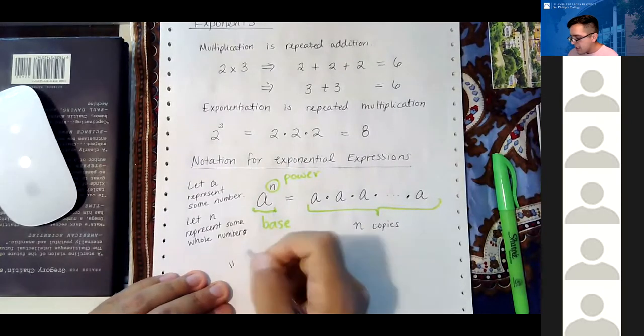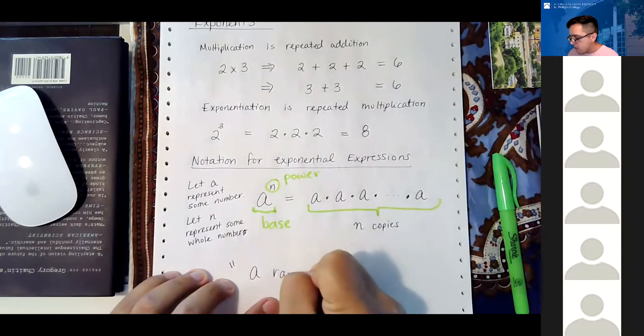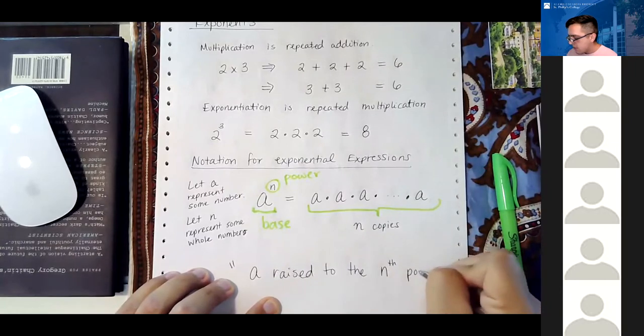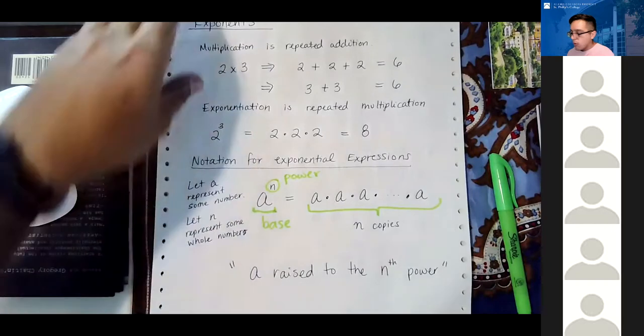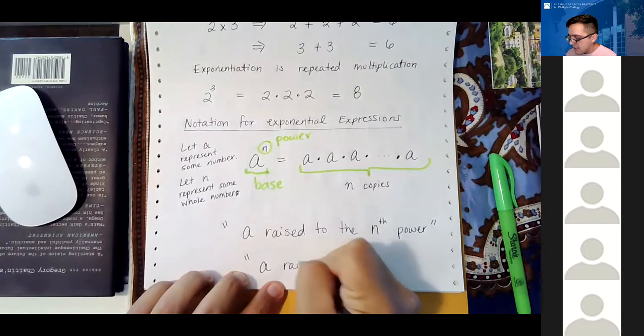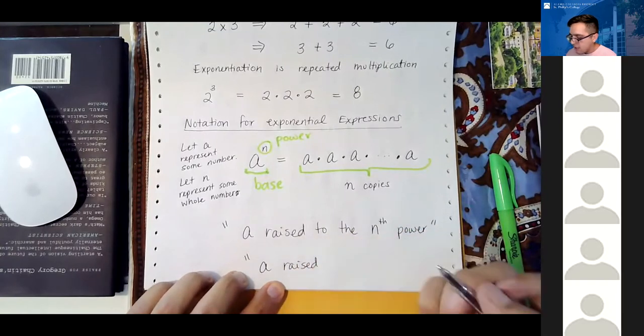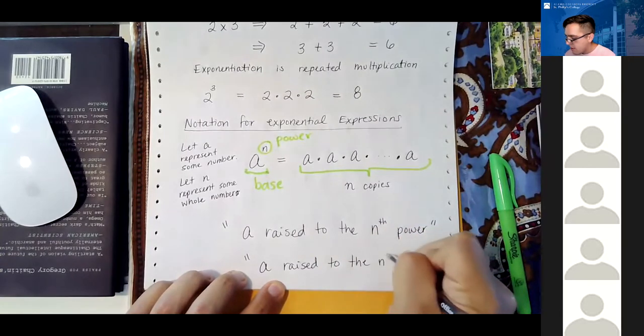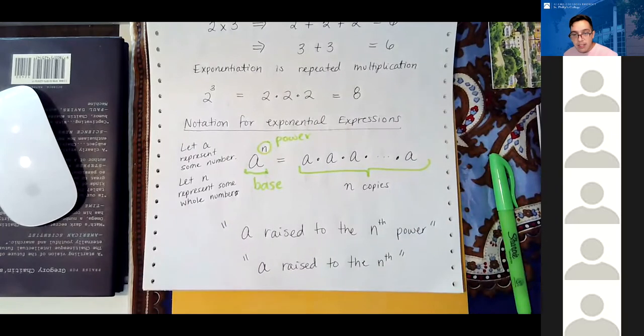And the way we talk about this is we have a raised to the nth power, or we just simply say, this is sort of a casual way of speaking, a raised to the, and I might not even say raised to the, I might say a to the nth. Sort of like math slang. So let me give you guys a moment to write that down if you're taking notes. But does anybody have any questions about that?